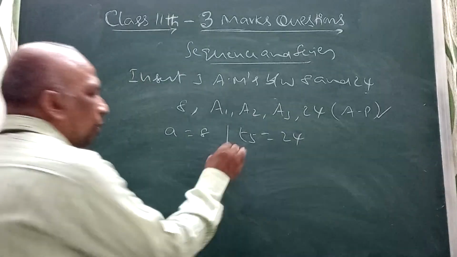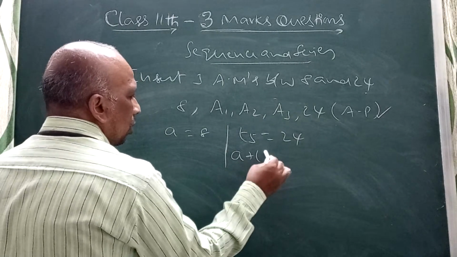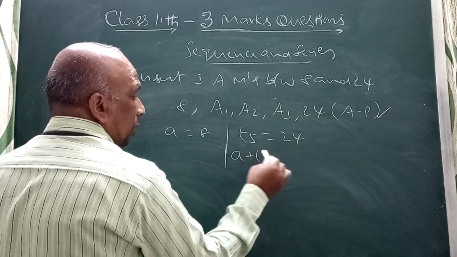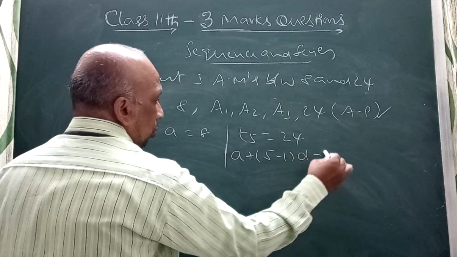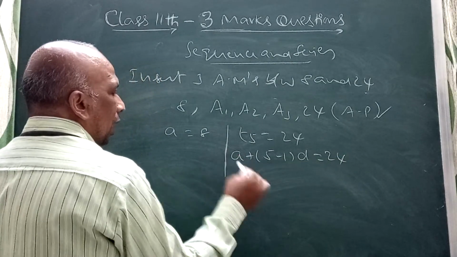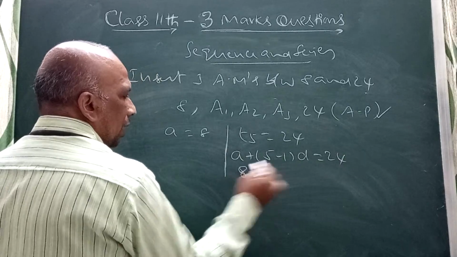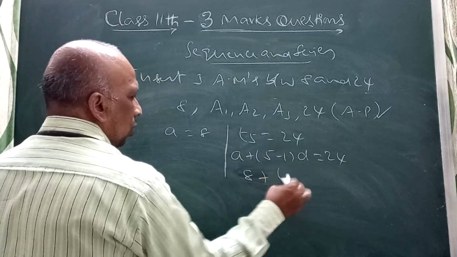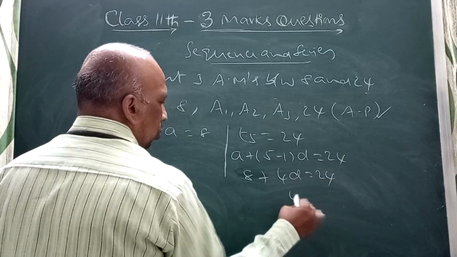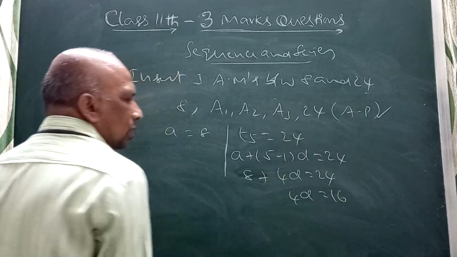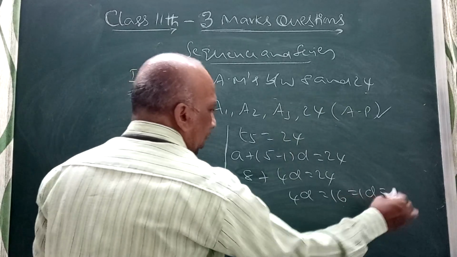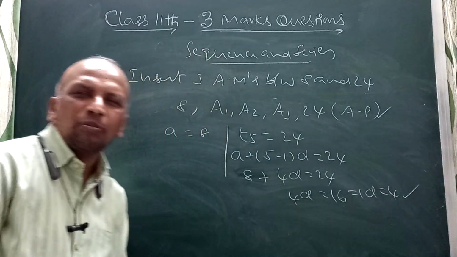Then you can use the formula a plus n minus 1 into d. So a plus 5 minus 1 d is equal to 24. Substituting a equal to 8, 8 plus 4d equal to 24, so 4d equal to 16. Transferring, d is equal to 4. I got d is equal to 4.